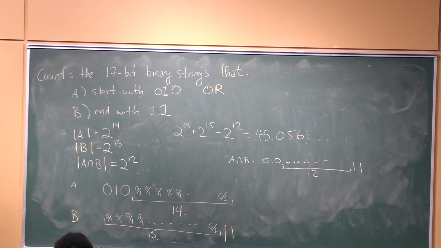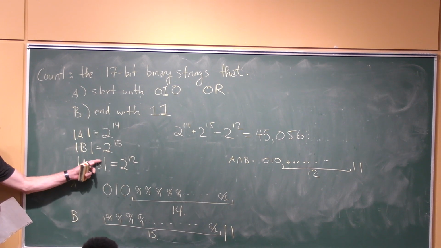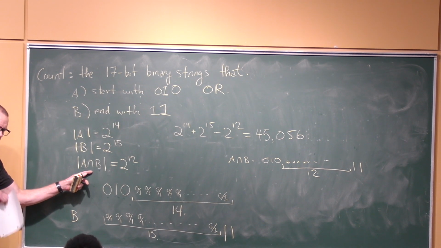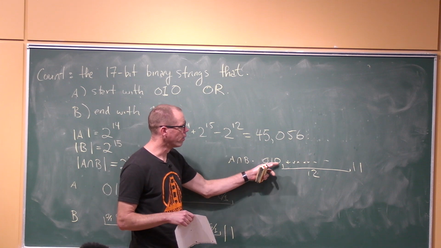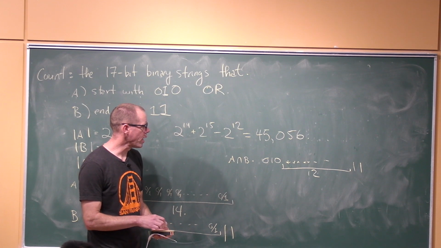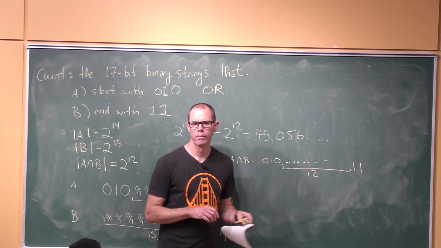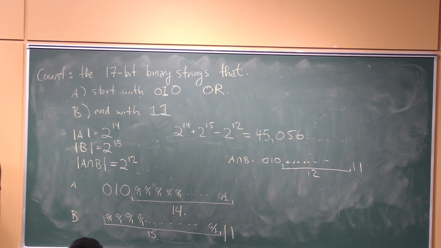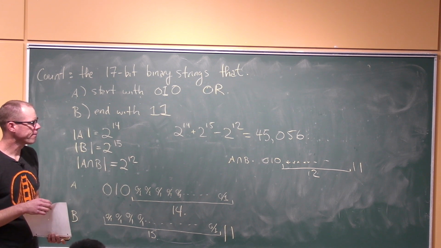Yep. Just go over how you got A intersect B equals 2 to the 12. So all of these strings that are in A intersect B, that means they're both in A and they're in B, which means they start with 0, 1, 0, and they finish with 1, 1. So of the 17 characters in that string, 5 of them are fixed, and that means that there's 12 that we still get to choose. And now you apply the product rule to those choices, and you get 2 to the 12. Okay? All right.